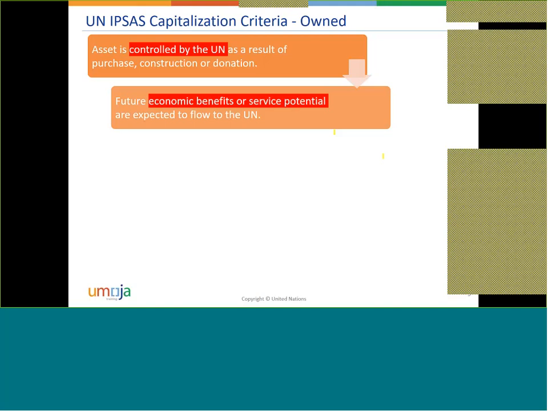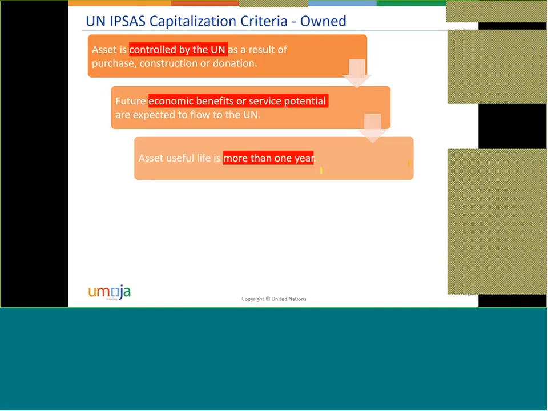Another capitalization criteria is if this asset is bringing economic benefit or has a service potential. So basically, if we are using the asset or UN is using the asset. The third UN capitalization criteria is important because it has to do with the useful life of the fixed asset. It has to be more than 1 year. But of course, for assets under construction, this applies normally because we are not building something that will last for less than 1 year.